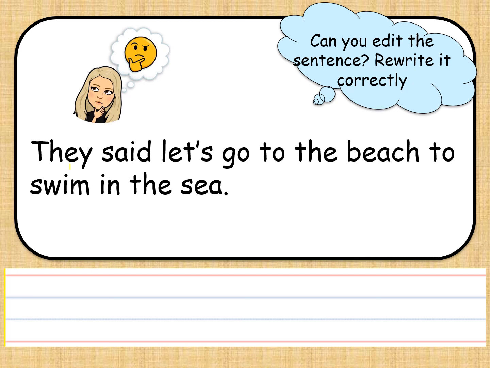They, can you remember the tricky part of the word they? It's EY. And said, and the tricky part of this is, it's a snail in the rain. Let's go to the beach. It's E cup of tea. To swim in the sea. When we're talking about sea as in the ocean, it's E cup of tea. So well done if you fixed all of those mistakes.